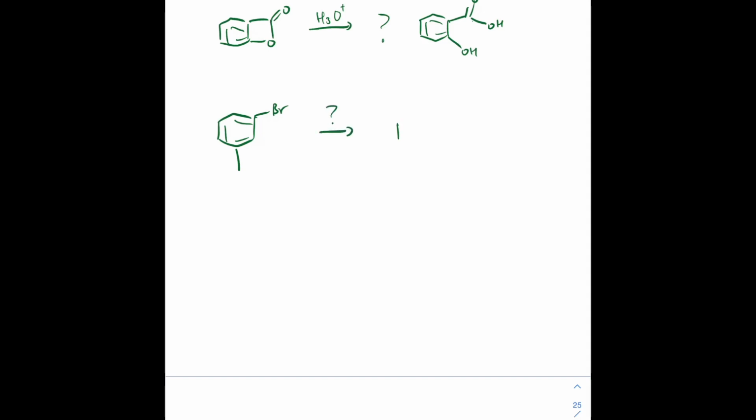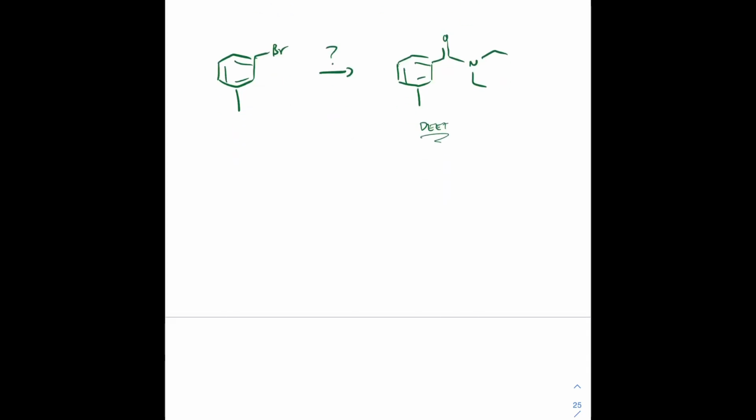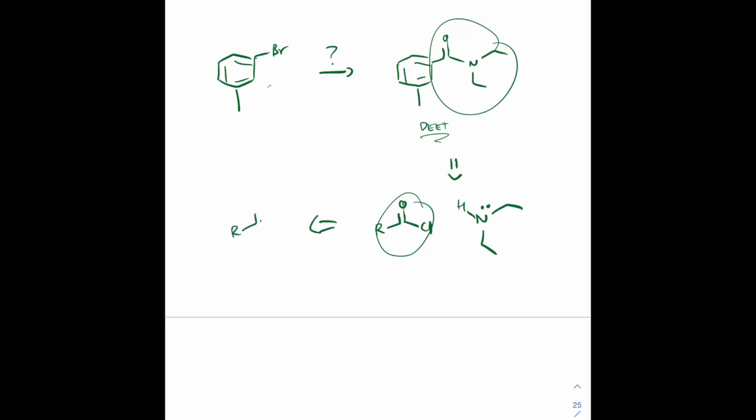Now let's take a look at another problem and see how we might get from this bromotoluene on the left to the molecule with the amide functional group on the right. This is DEET, the bug spray. We know that in order to make an amide, we have to go backwards. The easiest way is an acid chloride and an amine. In this case we would typically just add the amine. We're not asked to make that, but we do need to know how to make that acid chloride.